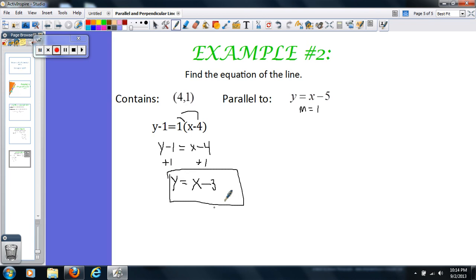It has a different y-intercept and the same slope, so it is parallel to the equation y equals x minus 5. If you were asked for a perpendicular line, it'd be done exactly the same way. The only difference is that the slope I would need would have to be the opposite reciprocal of the slope that was given. So you guys will be working on this in class tomorrow.